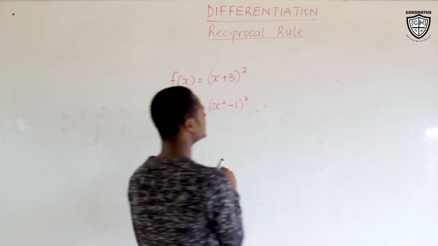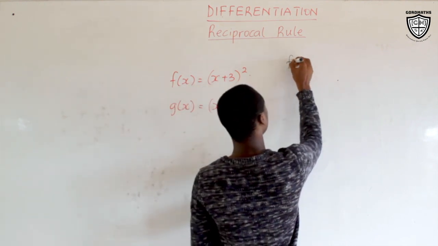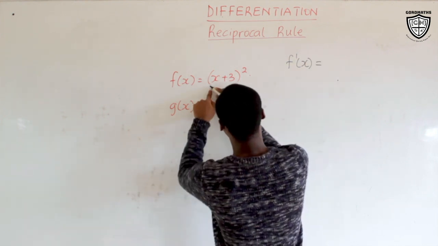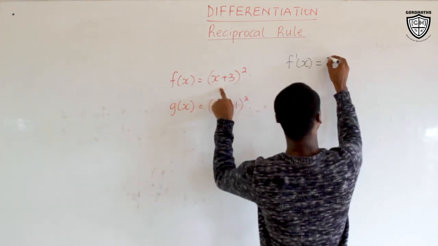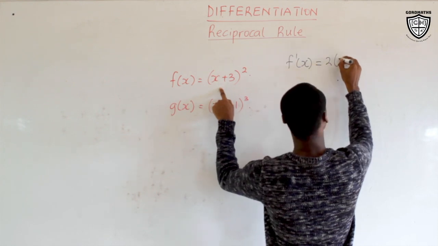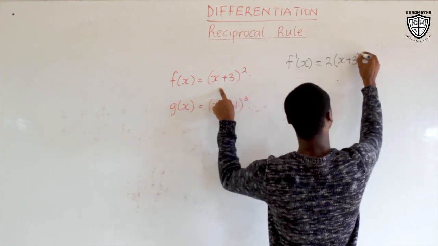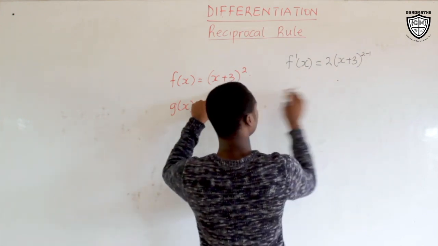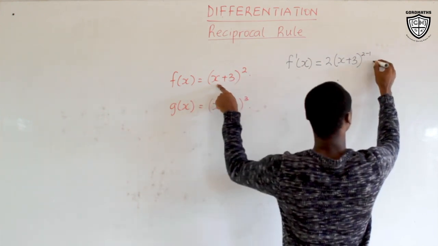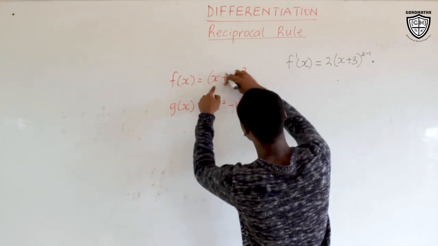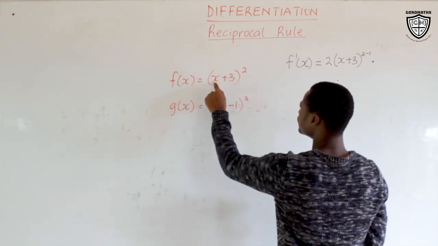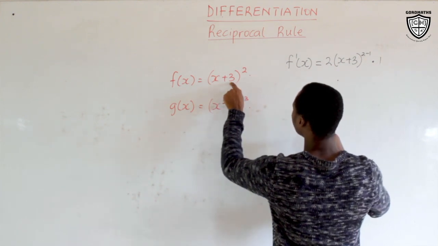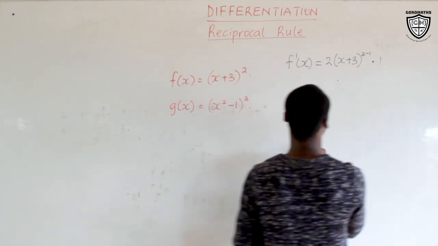And so the derivative for this function, f prime of x, will be, in differentiating the entire function, we multiply the function by 2 and then subtract 1 from the power. Then this is multiplied by the derivative of the function inside the bracket. So differentiating x, we will have 1, and then the derivative of a constant is 0.